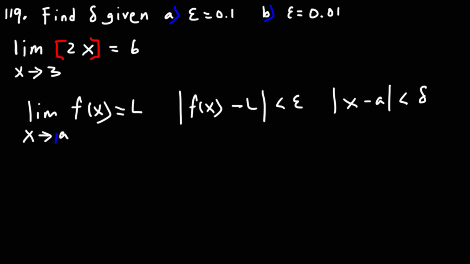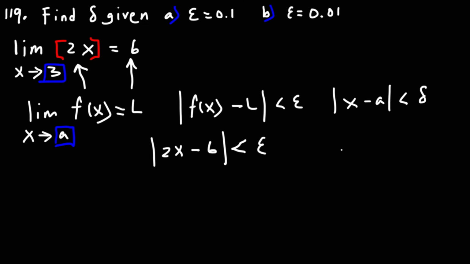So notice that a is equal to 3, f of x is 2x, and L is 6. So with that information, let's start with this part. So let's replace f of x with 2x and L with 6. That's going to be less than epsilon. Next, we can replace a with 3. So here we're going to have the absolute value of x minus 3 is less than delta.